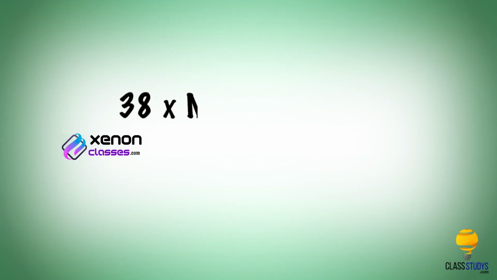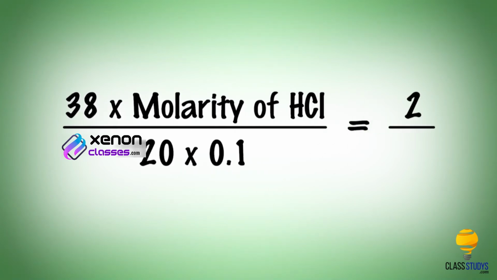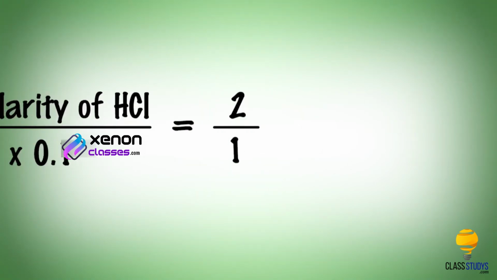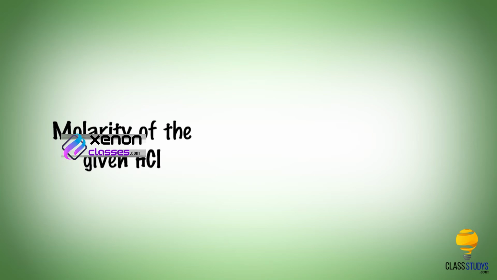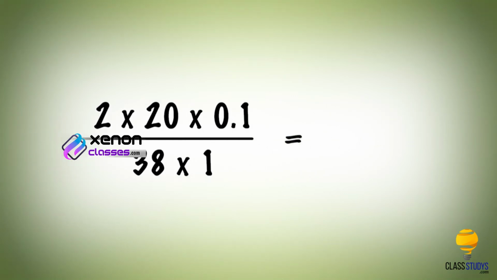That is, 38 into molarity of HCl divided by 20 into 0.1 is equal to 2 divided by 1. Therefore, molarity of the given HCl is equal to 2 into 20 into 0.1 divided by 38 into 1. This gives you 0.1 molar.